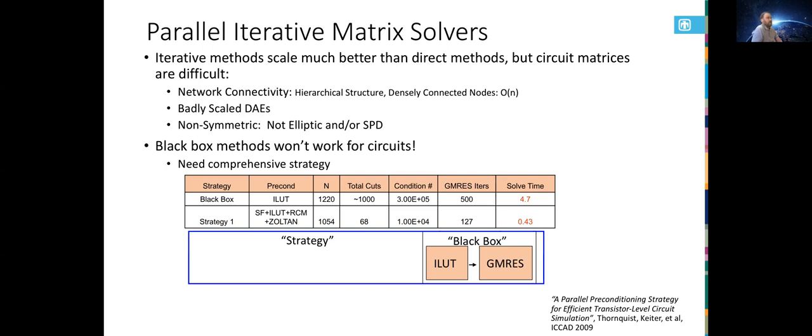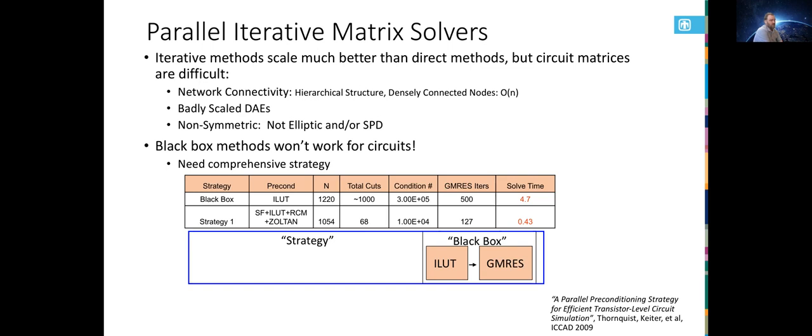On the other hand, iterative methods can scale much better, and they're also a lot easier to set up in parallel because there's not as much communication required. But they also tend to be a lot more fragile, and so a lot of our research in this area has been around how to apply iterative matrix methods to circuits. Some of what makes that hard is what I mentioned earlier: badly scaled DAEs, non-symmetric matrices, strange connectivity, and so on.